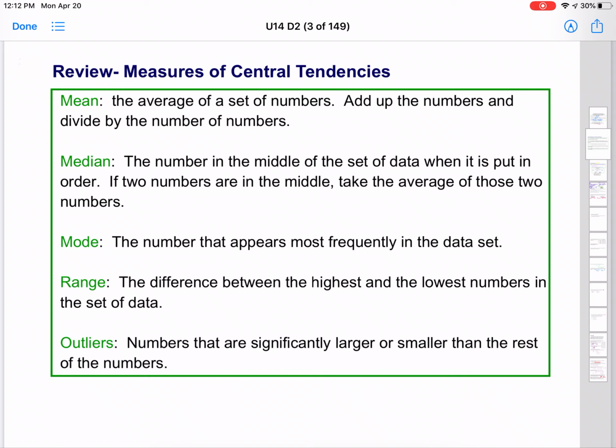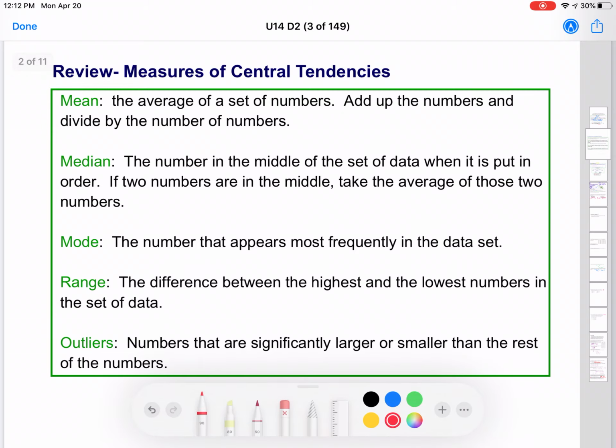All right, so let's just review the central tendencies, which you already know. Mean is when we add everything up and divide by how many numbers we have. Median is when we list from least to greatest, and then we start chopping off from the low and the high end until we get one middle number. Or if you're left with two numbers in the middle, then we average those.